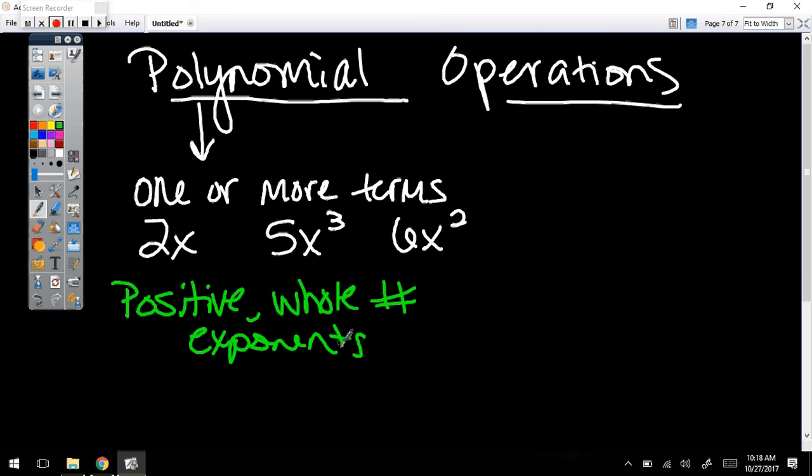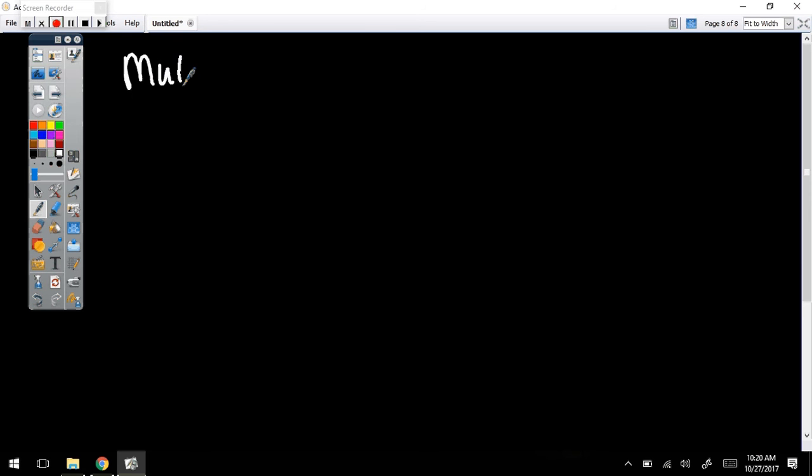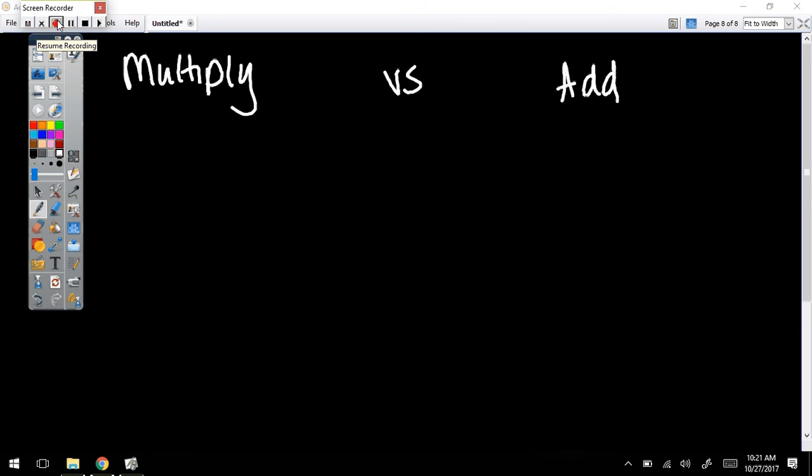Okay. About how we can multiply two terms together versus how we add two terms together. Wait, go back for a second. I thought it was always multiplication and division together. Alright, whenever I'm talking about multiplying versus adding, I'm looking right now just at individual terms before we get to the whole polynomial.